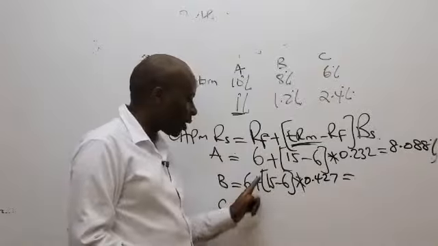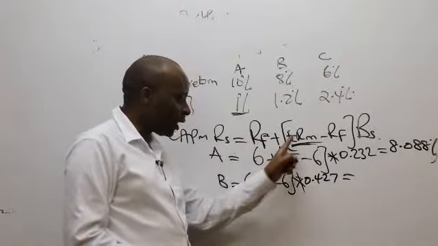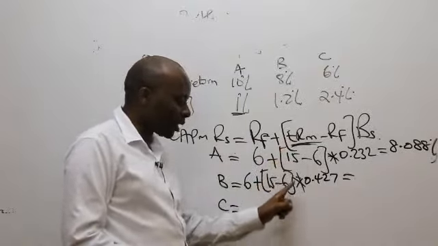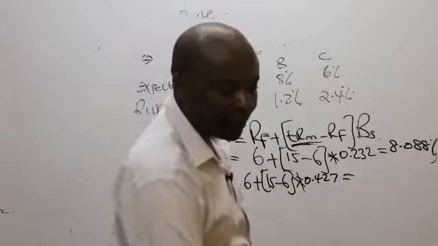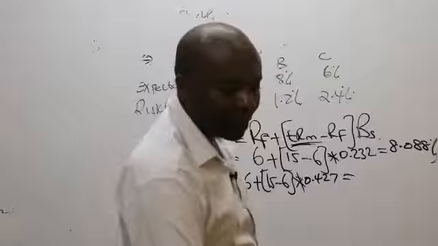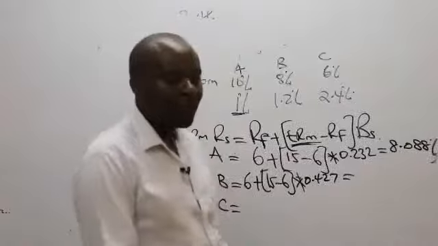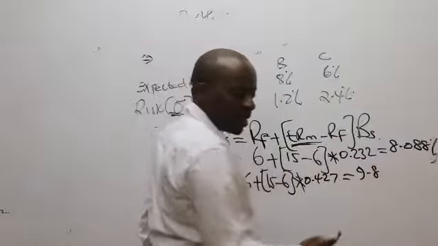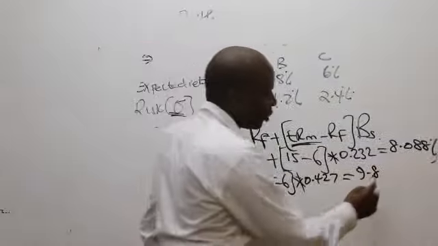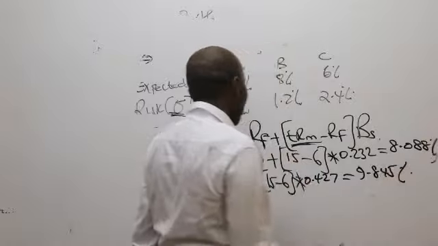So you say 6 plus open brackets, 15 minus 6, you close, times 0.427. Please give me an answer. She's telling me that this is 9.845 approximately. Thank you very much. Of course, that is in form of percentage like that.